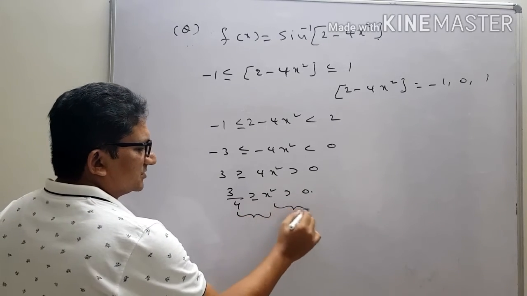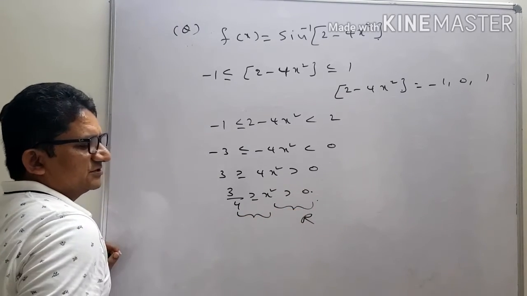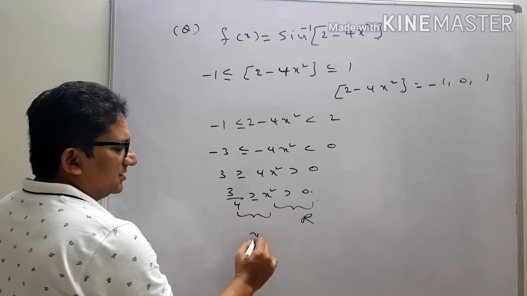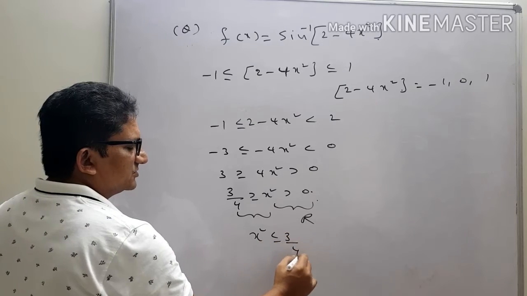So we will get two cases. This case is true always, because we know that x² is always positive. Then we will concentrate on this case, that is x² ≤ 3/4.